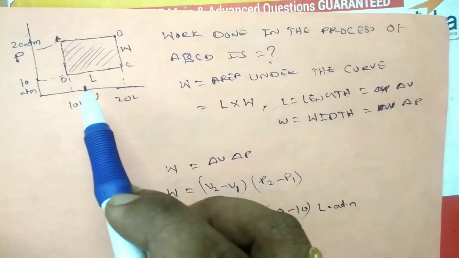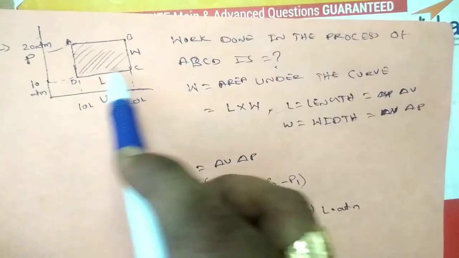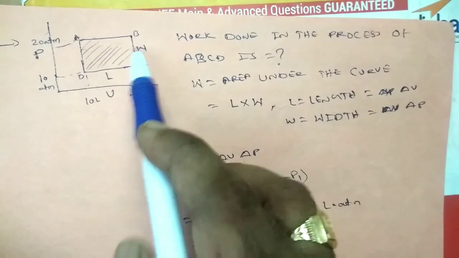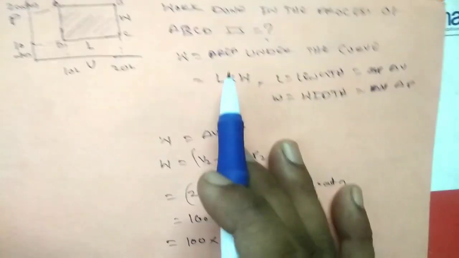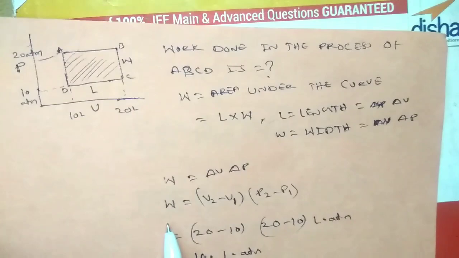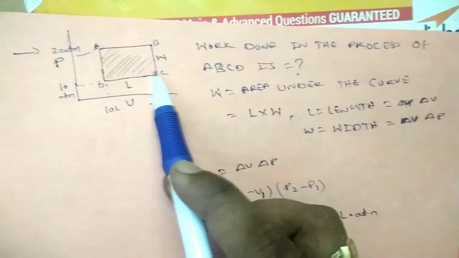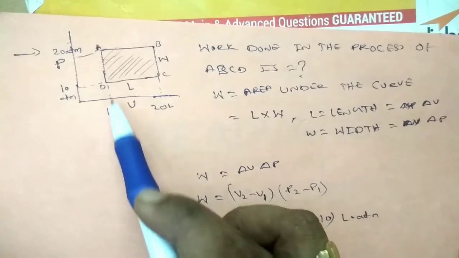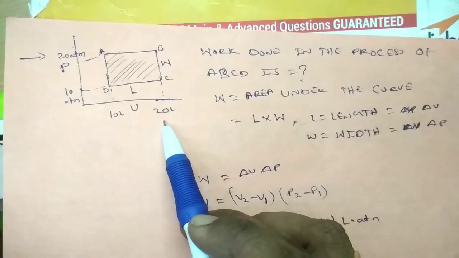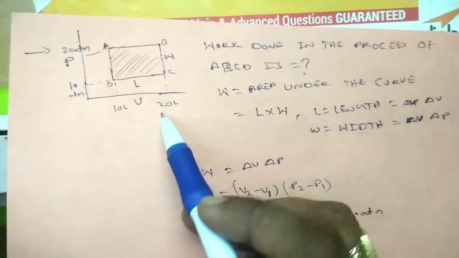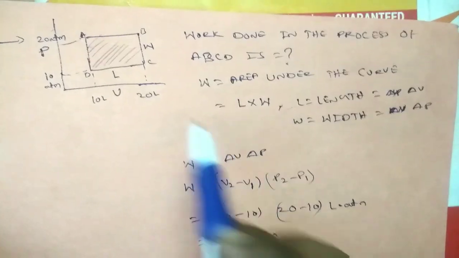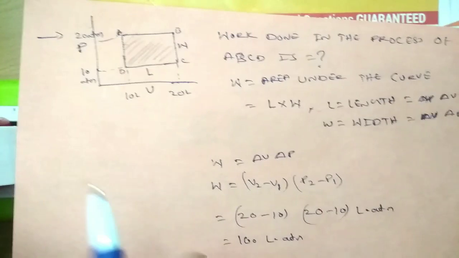In order to calculate the area of this one, see, this is the length of the square and this is the width. Length into width gives area, right? So what is the length equal to? Instead of length, can we write delta V? From here to here, this length belongs to volume. Here the initial volume is 10 and this is 20, isn't it? So instead of length we can take delta V, and instead of width we can take delta P.